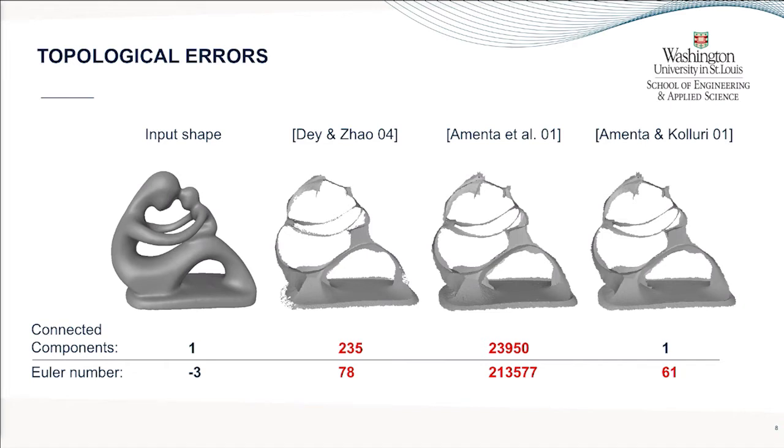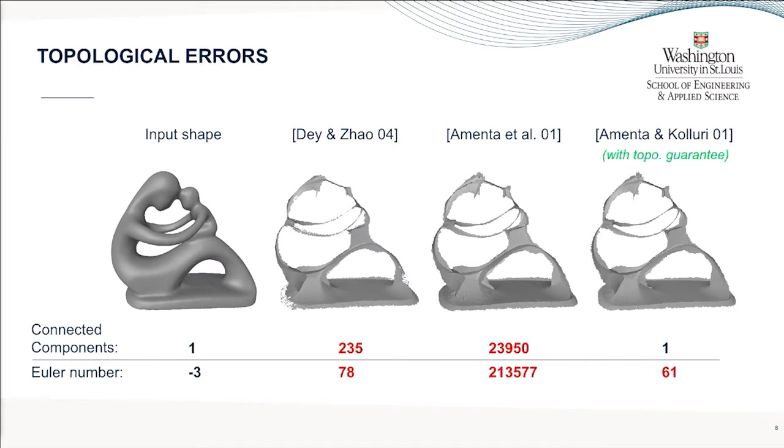The first 2 methods generate tons of disconnected components, and another typical error which you don't see that easily is tiny void spaces inside the medial axis that are bounded by closed polyhedra. The last method by Amenta and Kolluri in 2001 is the only method that can give us something close. It produces a correct number of connected components, but there are still a few dozen of these little void spaces inside the medial axis.